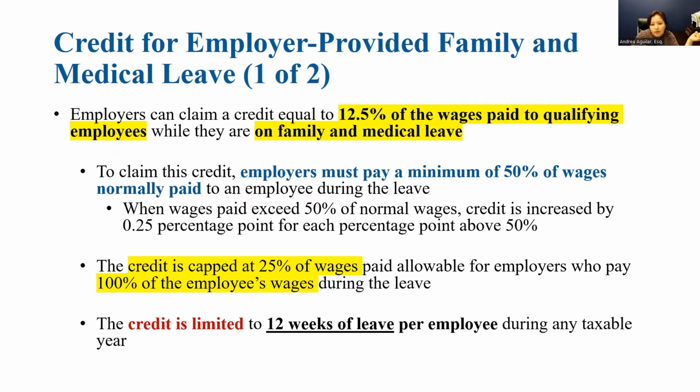First, it needs to be an employee, okay? Then you have to pay a minimum of 50% of wages that you normally pay this employee. If you're paying 50% of the wages, because the minimum is 50% of the wages, you get 12.5%. But if you're paying more, you can get up to 25% of the wages paid to the employee. Also, the credit is limited to 12 weeks of leave per employee during any taxable year.